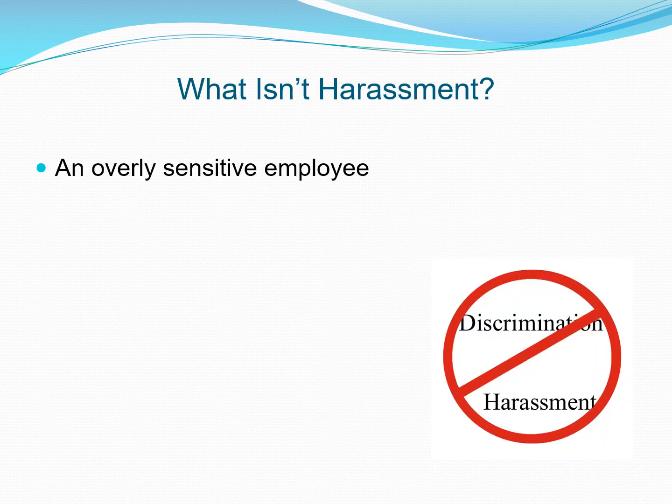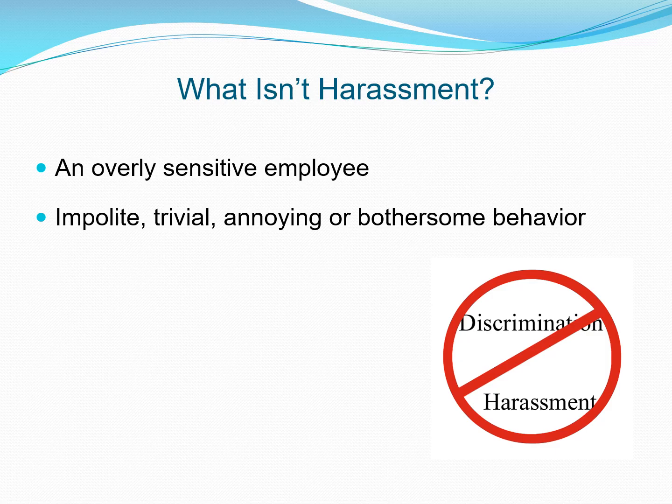So now, what isn't harassment? This is an overly sensitive employee, an impolite, trivial, annoying, or bothersome behavior, and is not consensual, pressure-free dating. So an overly sensitive employee would be maybe someone who is upset about a performance review, but the performance review is based solely on their work performance. That would not be harassment. Now, if the performance review had nothing to do with the employee's performance and instead has to do with their sex, then that could constitute as harassment.